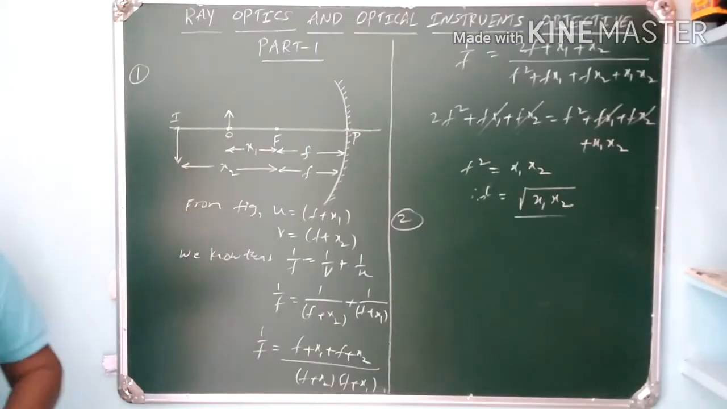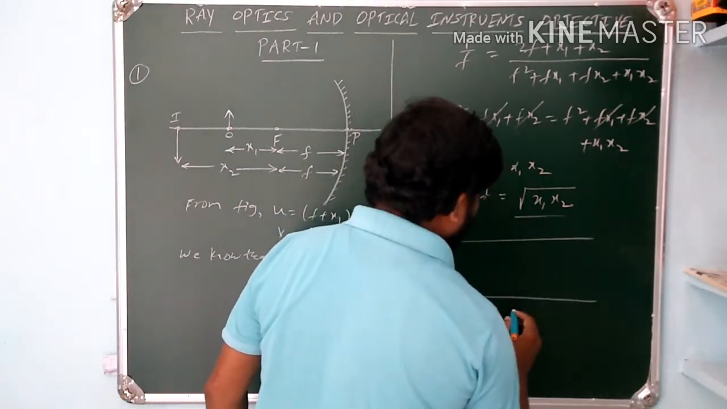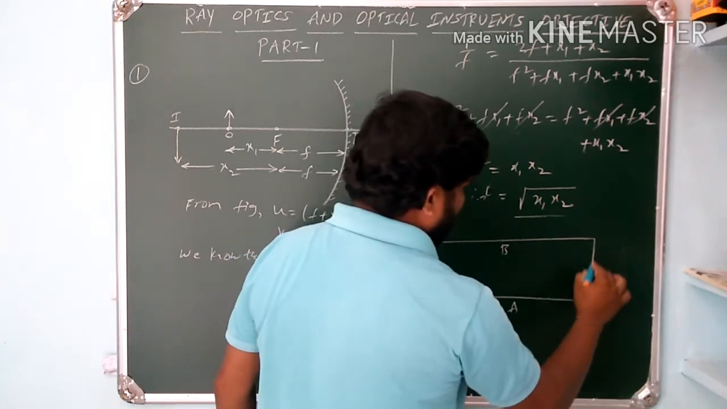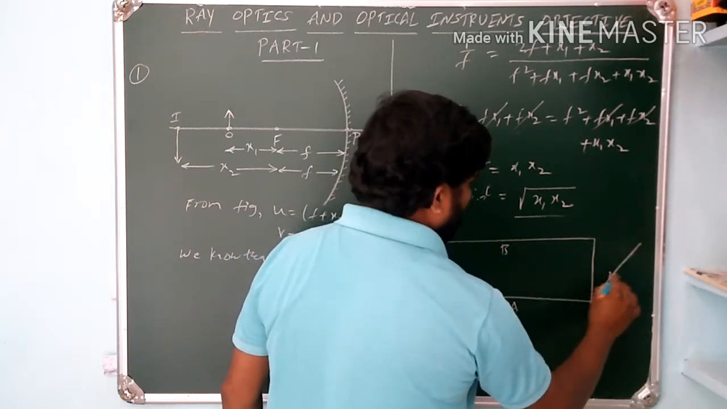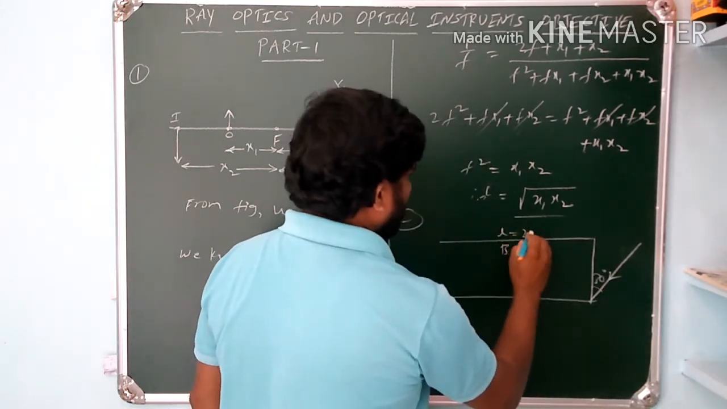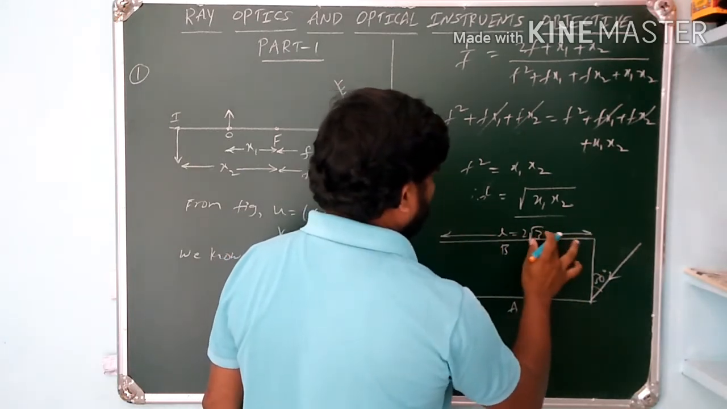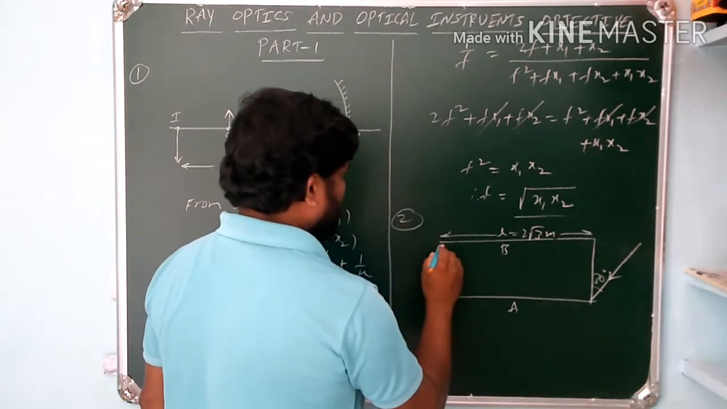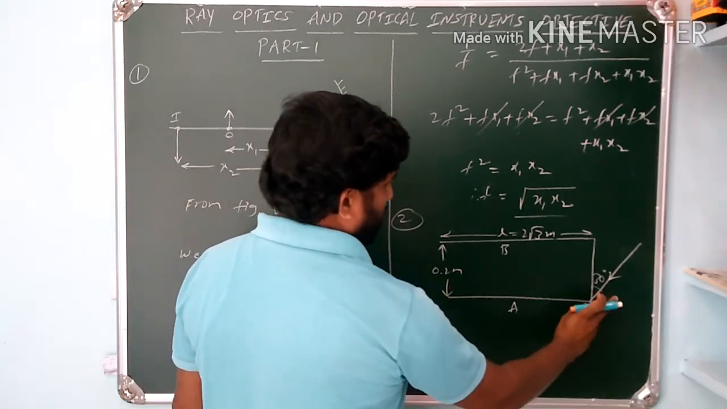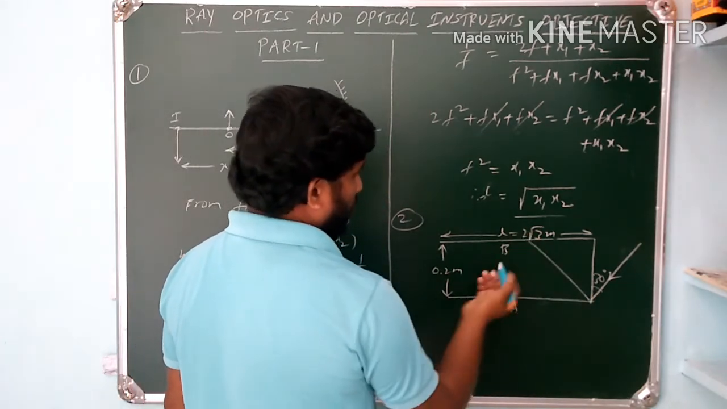When you look at the figure, the two plane mirrors are arranged like this. This is plane mirror A, this is plane mirror B. At one end of the edge, a light ray is incident making an angle of 30 degrees. The length of each mirror is 2 root 3 meters, and the distance between the two plane mirrors is 0.2 meters. Find the number of reflections before the light ray comes out.